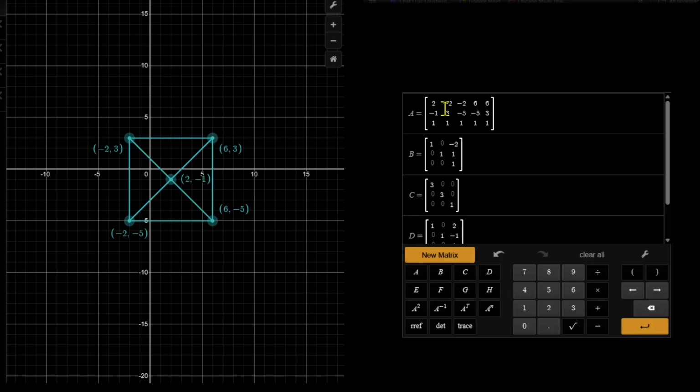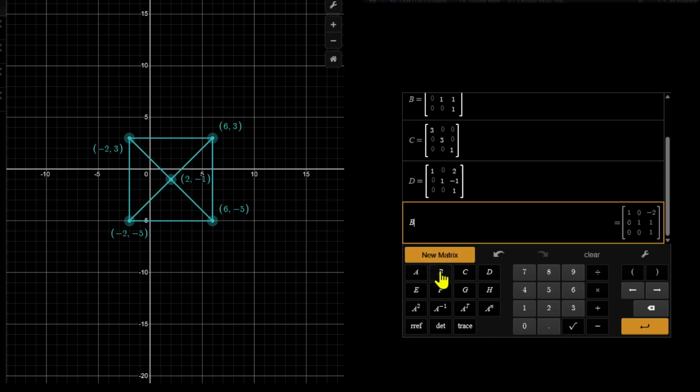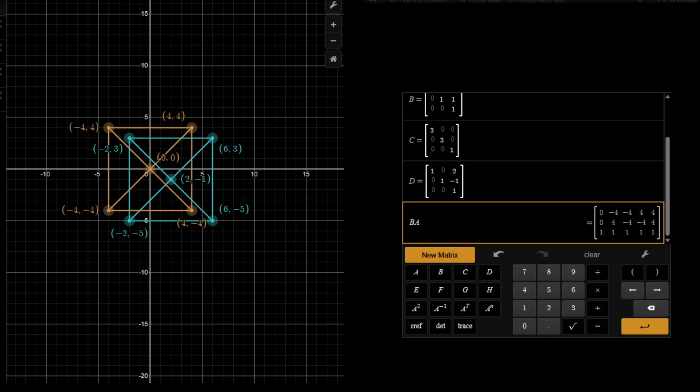And you will see here that the matrices are already put in. So here are my original points, the center 2, negative 1, negative 2, 3, negative 2, 5, and so on. So I'm going to right multiply by this first translation matrix, and that gets us to here. The center is 0, 0. The points on the square are negative 4, 4, negative 4, negative 4, and so on, getting us to here.